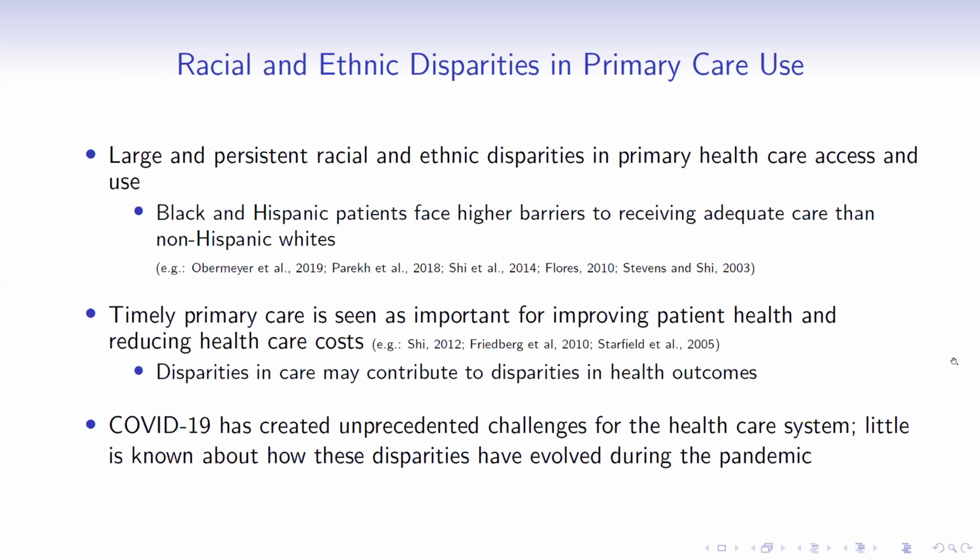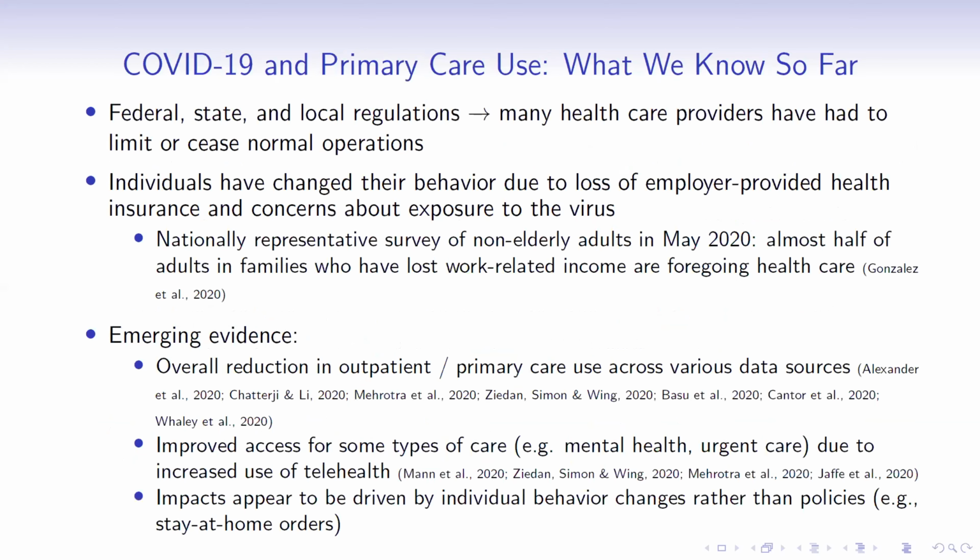As we all know, COVID-19 has created unprecedented challenges for the healthcare system, but relatively little is known about how these disparities specifically evolved during the pandemic. We've already seen today quite a lot of work on various aspects, both in terms of the impacts of COVID on outpatient and primary care use, such as the paper presented earlier today, and we're starting to know a lot about the disparate impacts of the pandemic across different races and ethnicities in terms of actual infections, caseloads and deaths. And just now we learned more about mental well-being. But it seems that we still don't know quite as much about disparities in access to care.